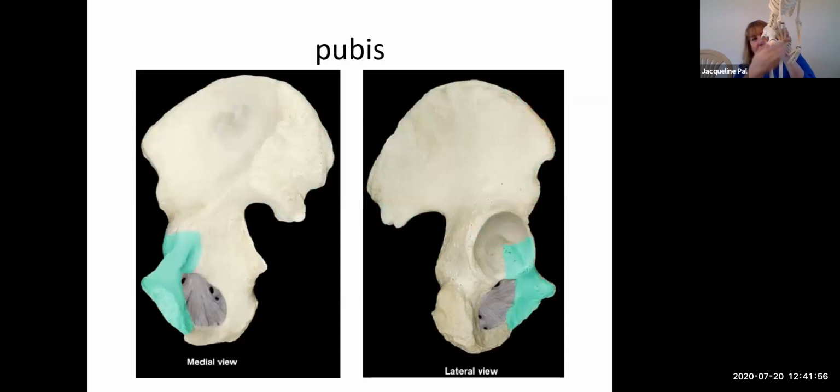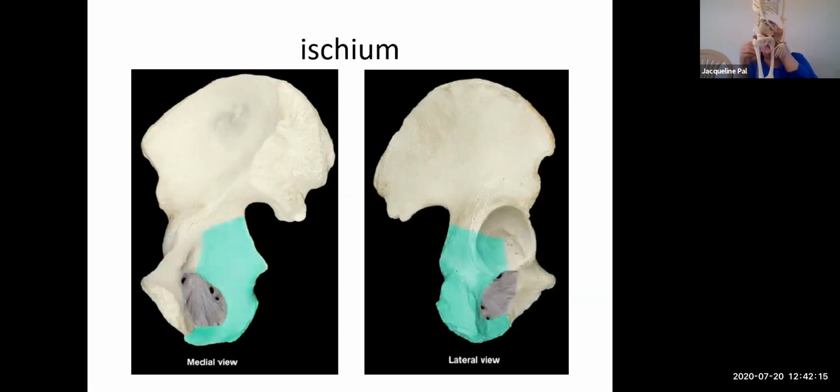The next bone, we are going to go anteriorly, right here, close to the midline, like underneath where your pubic hair is. Well, it's called pubic hair because this is the pubic bone known as the pubis. And then the third bone, this big part back here that you're sitting on, that is your ischium.